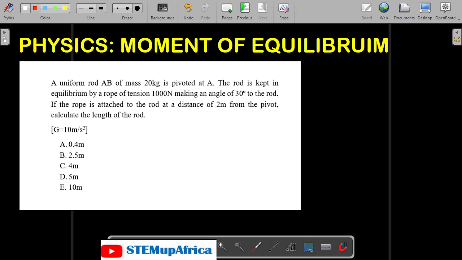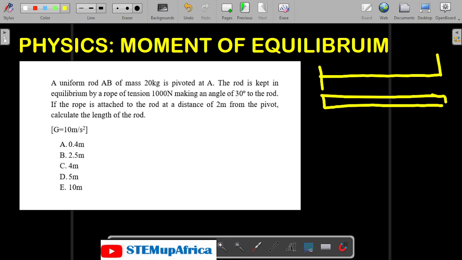By definition, moment is the product of force and the perpendicular distance. Take note, moment is force and the perpendicular distance. So if this is a rod and there's a distance from here to here, let's call it D. For me to have a moment, the force and the distance must be perpendicular. That means they must be formed at right angle.